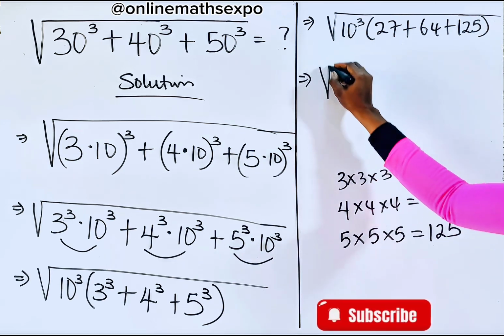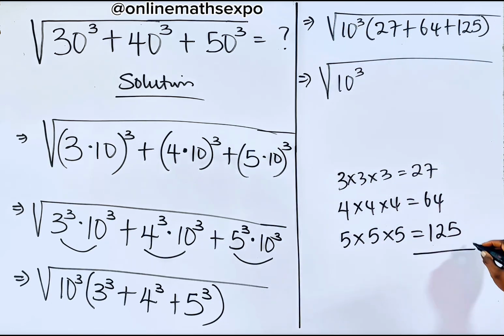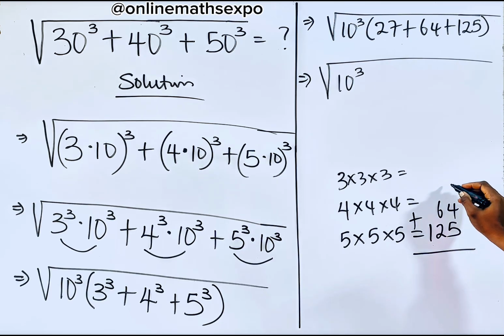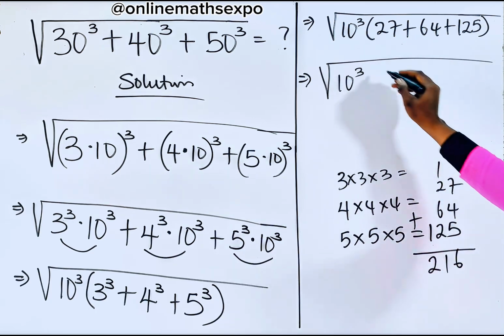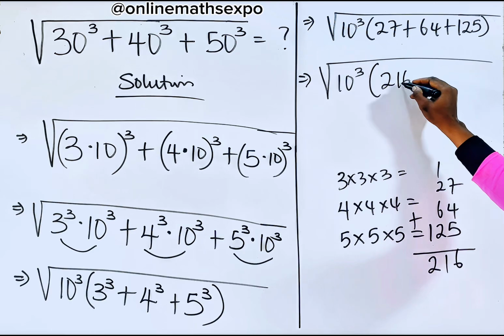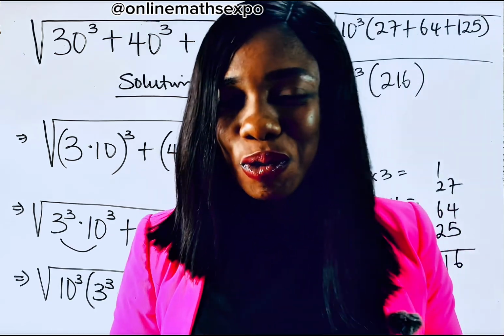So we keep simplifying this. We are going to have the root of 10 to the power of 3. So let's quickly add this together. Let's arrange it to add it properly. So what we have is 64 and 27. Add the ones, this will give us 1; add the tens, we have 6 and 2, that is 8... together this gives us 91. Add 125 to it, and adding this together gives us 216. Interesting.